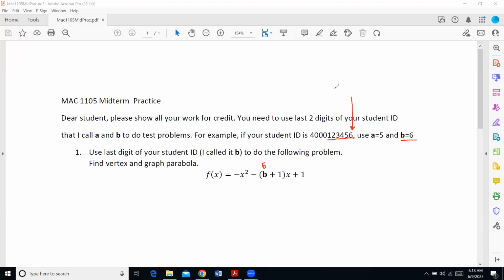So someone said use 9. So I can use number 9 instead of B, and that's what you put instead of B. So it looks like 9 plus 1 will be 10 then, right? 10x, and then we still have minus x squared, and then minus 10x, and then plus 1.